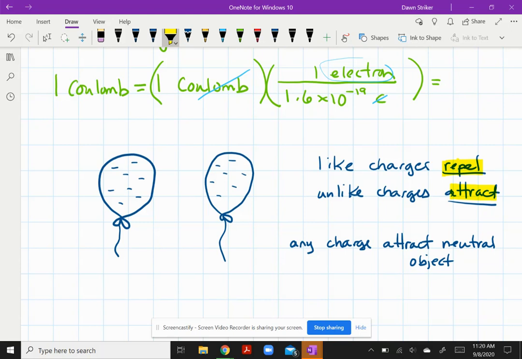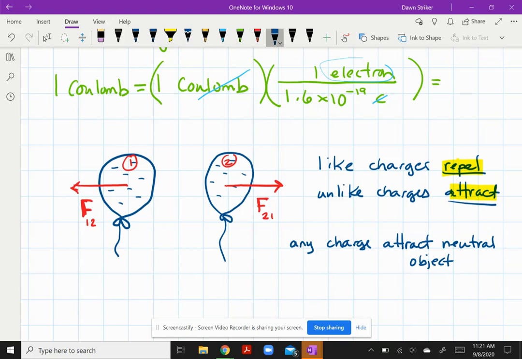Since you took physics last year, if these two balloons are repelling, that means they're pushing away from each other with some force, and those are equal and opposite forces. If I call this balloon 1 and this balloon 2, this is the force acting on balloon 1 due to balloon 2, and here's the force acting on balloon 2 due to balloon 1. Those are equal and opposite forces, and we can find the size of that force if I know the charge and the distance between those balloons.